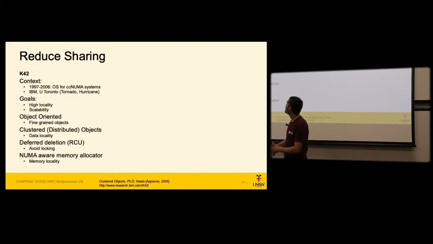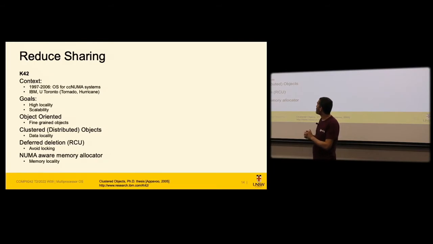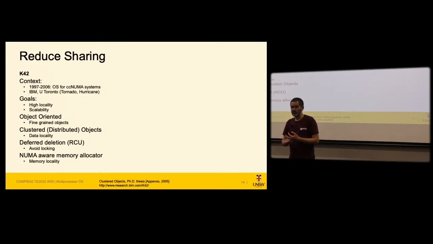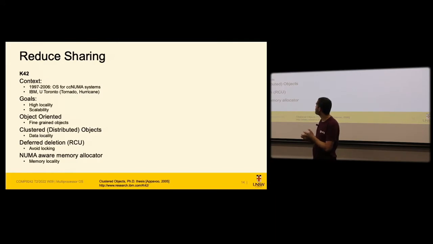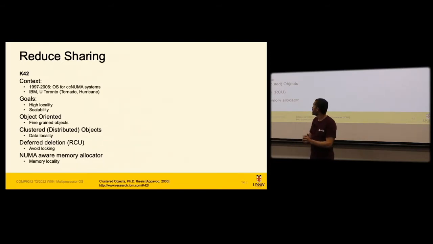The first system we're going to look at is called K42, and this is a research operating system. For context, 1997 to 2006 is when it was being developed, as an operating system for CC-NUMA machines, these cache coherent NUMA systems. It was developed at IBM and the University of Toronto, and was a successor to some other projects from there, Tornado, Hurricane, and so on. The idea was to build a full Linux-compatible operating system using a whole bunch of interesting research ideas.